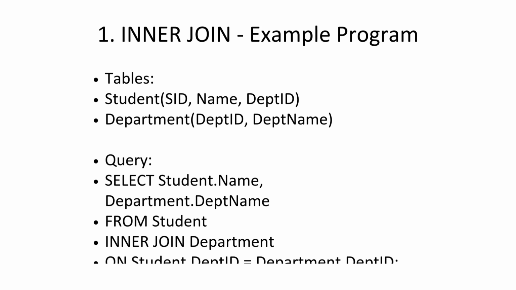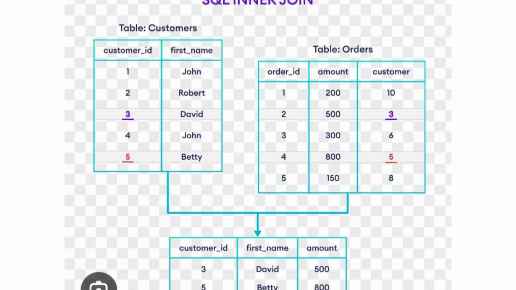Select student.name, department.name from student inner join department on student.departmentID = department.departmentID; This query only returns students whose department ID matches one in the department table.